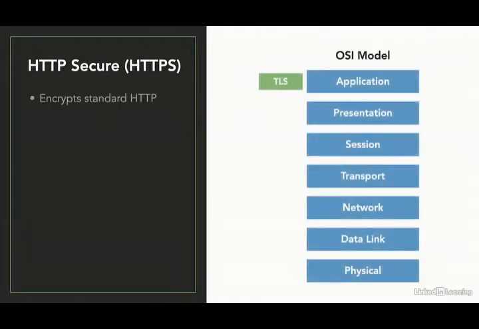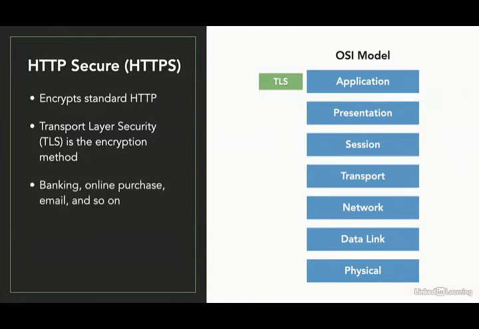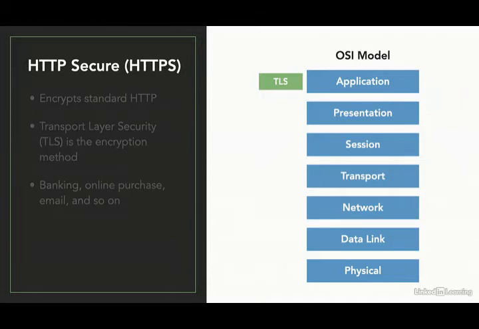HTTPS is a method to encrypt standard HTTP traffic. This is accomplished in Layer 7 of the OSI model via Transport Layer Security, or the older Secure Socket Layer. It creates a secure conduit for communication between the client and the server. HTTPS is commonly used for banking, online purchases, and email, or anything and everything with sensitive or private data. Today, HTTPS now accounts for most of standard browsing on the internet.